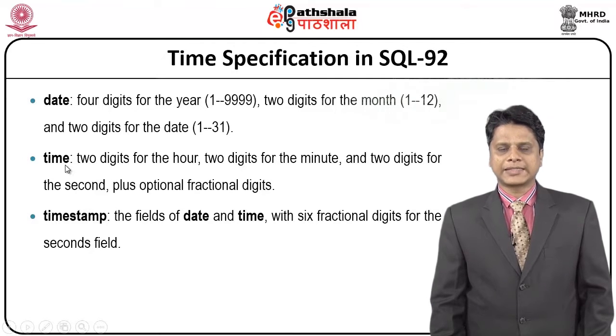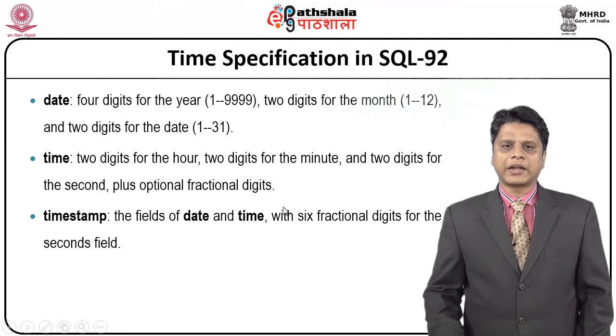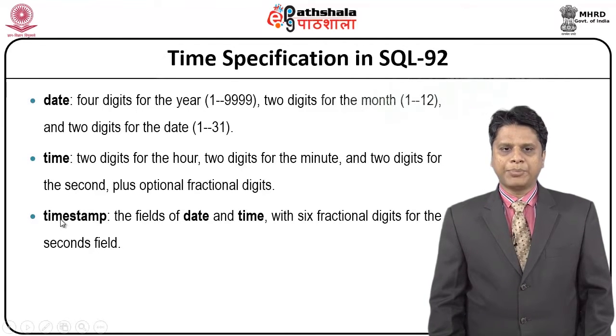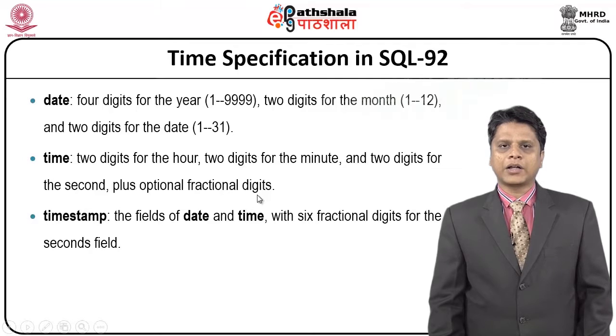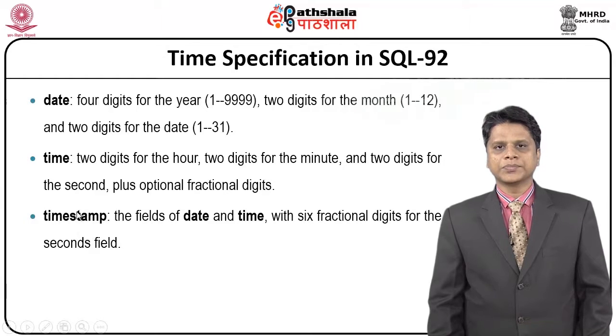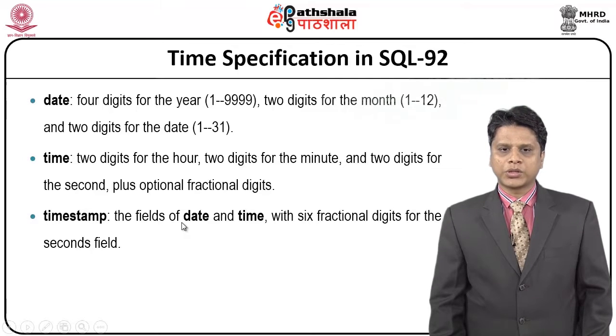Likewise, for time as an attribute, there will be 2 digits for hour, 2 digits for minute and 2 digits for second, plus optional fractional digits. These fractional digits are optional parameters if we want to include them. Say for a running race, we might need these fractional digits, which are crucial to decide the victory of a particular person. So we now look at a timestamp, which includes both date and time, with 6 fractional digits for the second field.